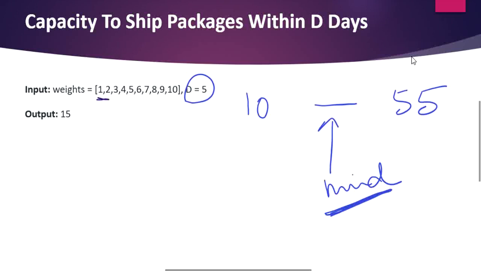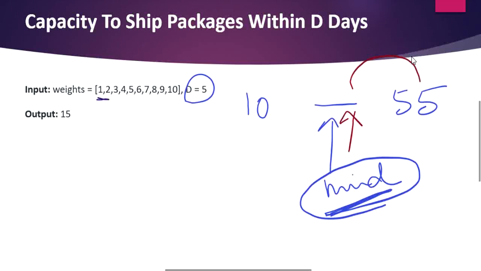If not, if we cannot ship within the mid value weight, then we are going to set our left pointer to after mid and check the range from after mid to the highest value. If we can send all the packages in less than D days using this weight, which means this weight is more than needed, then in this case we have to set our right pointer to this side and check the possible weights between the lowest weight and the mid, and return the value. So by using this logic, we are going to code and get a result.